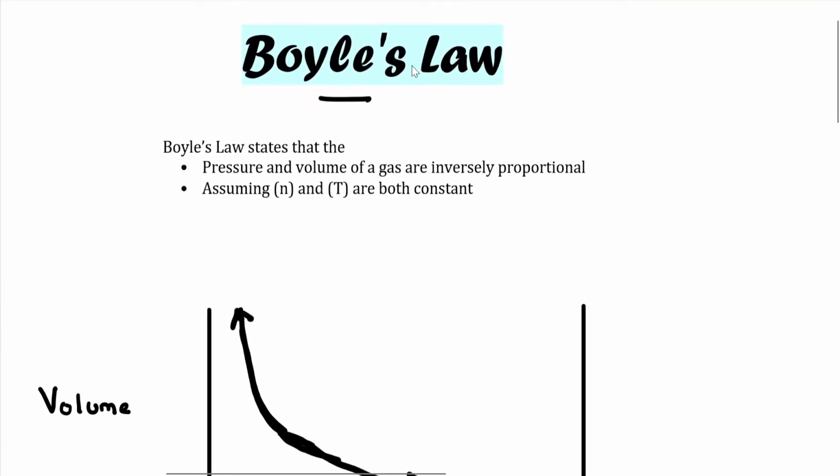In summary, Boyle's Law states that pressure and volume of a gas are inversely proportional. This means that if pressure were to go up, volume would go down. And if volume were to go up, pressure would go down, right? They kind of do the opposite of each other. They are inversely proportional. Boyle's law makes this assumption while assuming that N and T are both constant.